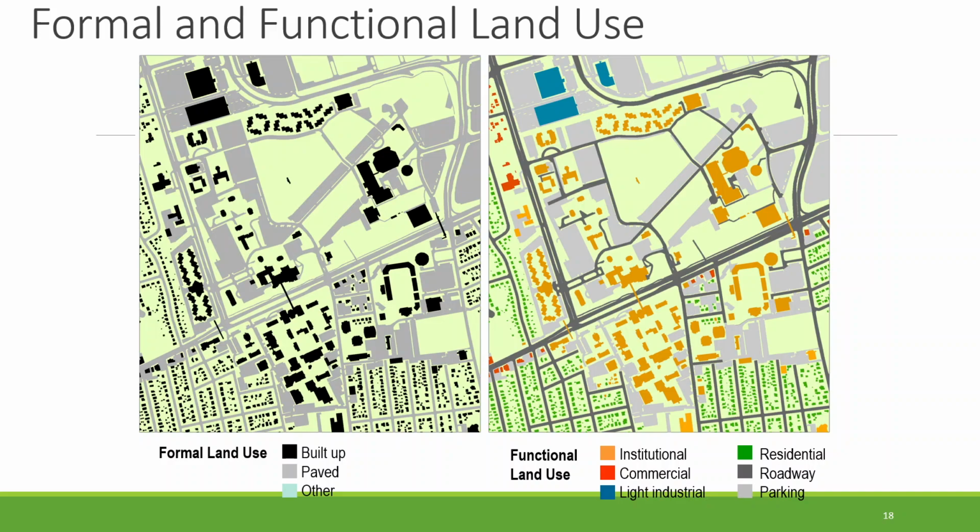Now, the formal land use is often also termed as land cover. So, formal land use shows what are the built-up areas, what are the paved areas, what are the green areas, the water bodies. That tells you about the formal land use of an area. And the functional land use tells us what sort of function those built-up areas are doing, like institutional zones, residential areas, commercial areas, that will determine the shape of the city.